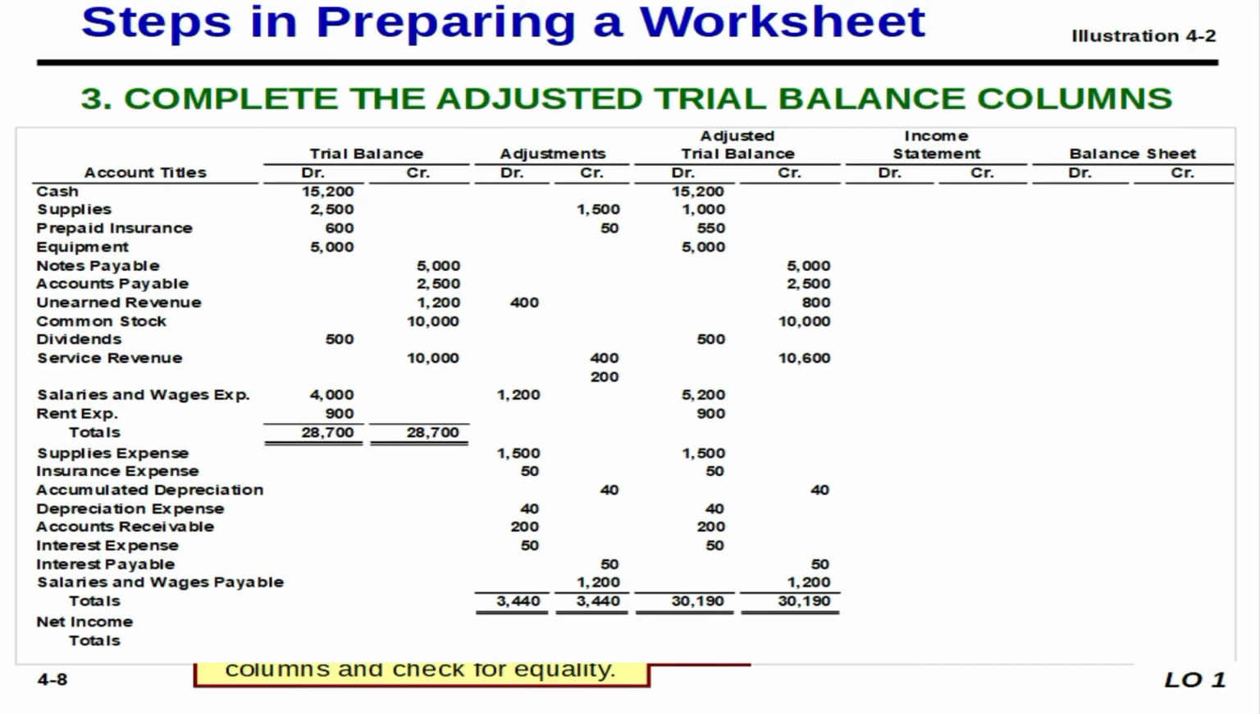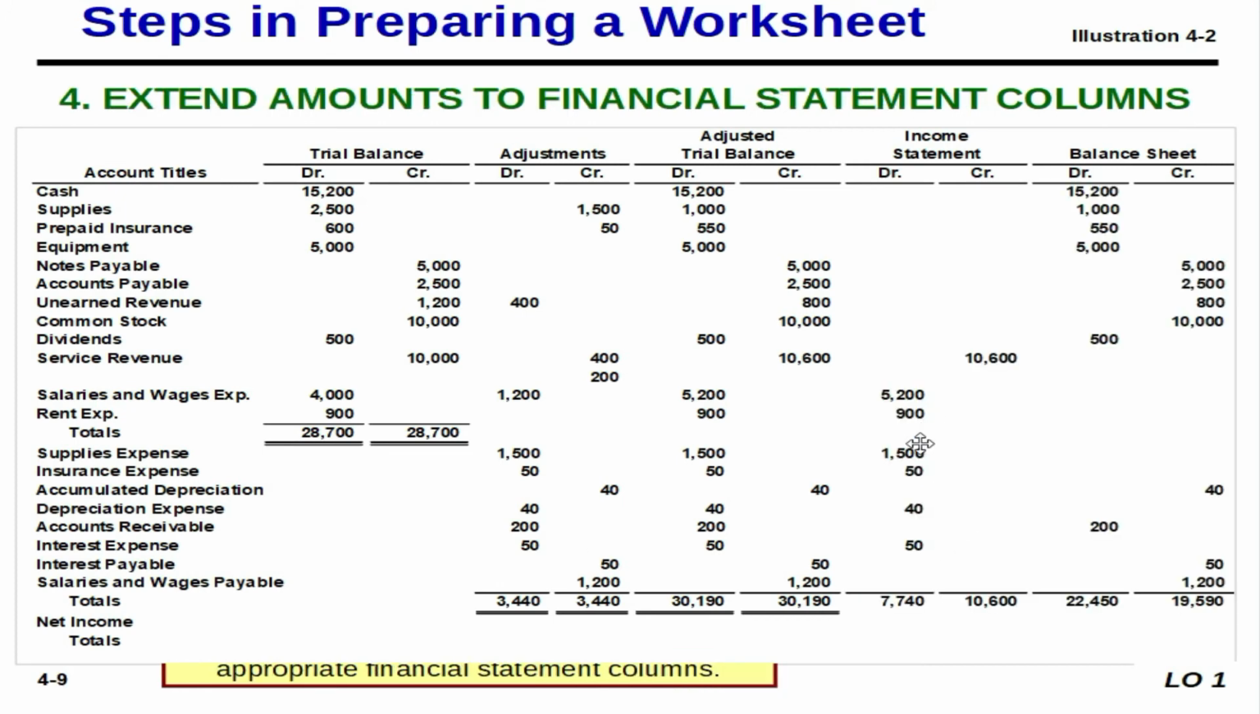All you have to do is just work from the adjusted trial balance, okay, and transfer these amounts to where they belong. Cash goes on the balance sheet, supplies on the balance sheet, equipment on the balance sheet as a debit, then notes payable on the balance sheet as a credit, accounts payable on the balance sheet as a credit, unearned revenue, same deal, common stock, same deal, dividends. It's going to go on the debit side. Remember your accounting equation. Remember the normal balances of these accounts. Okay. Then he goes through.